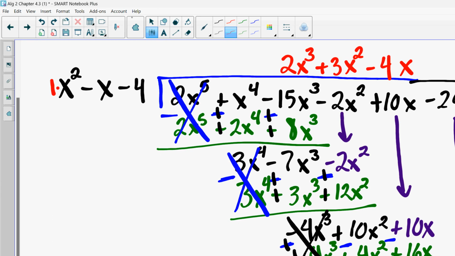Last time we have to do this step. What times x squared gives us 6x squared? Almost. Just 6. Because we already have the x squared, so we just need 6. And if we notice, once we figure out our first variable's term, x cubed, the next one's x squared, x, constant. And if we multiply this by 6, 6 times x squared gives us 6x squared. 6 times negative x gives us negative 6x, and 6 times negative 4 is negative 24. And we can put that underneath.